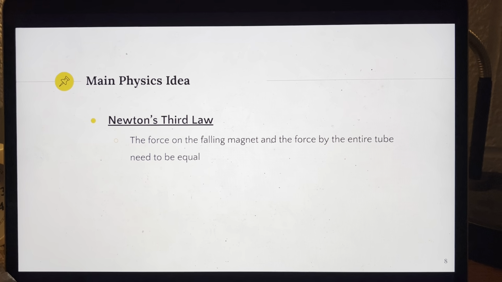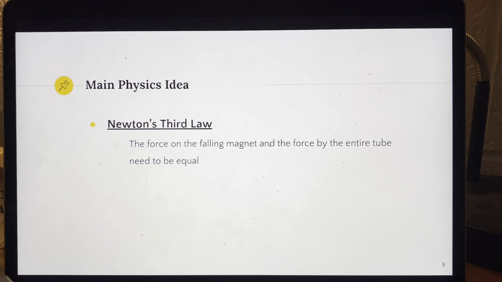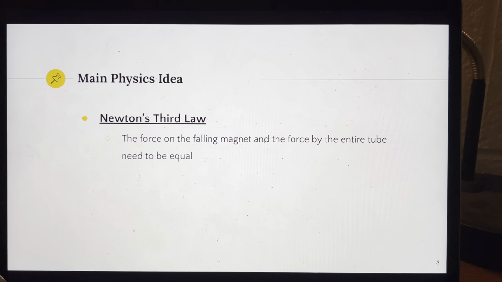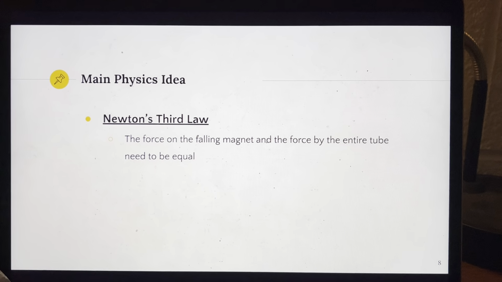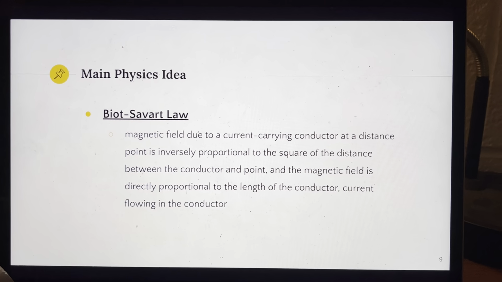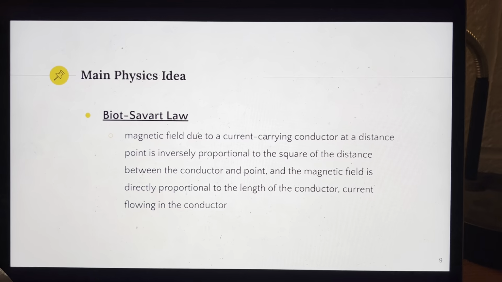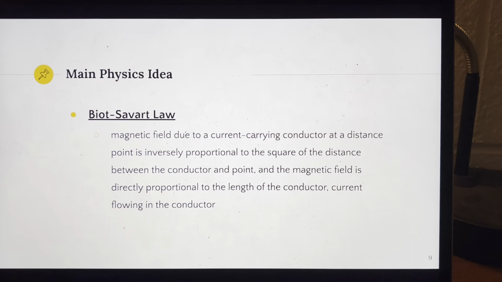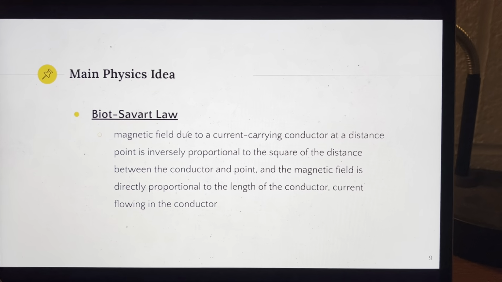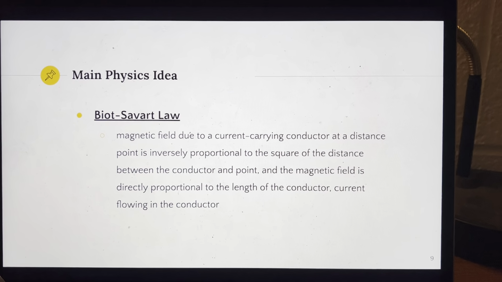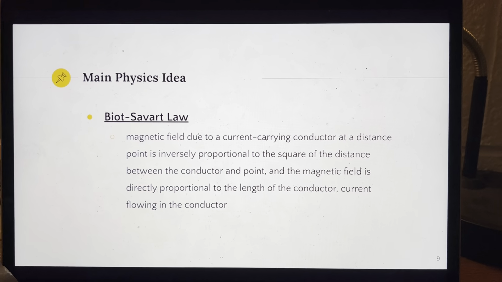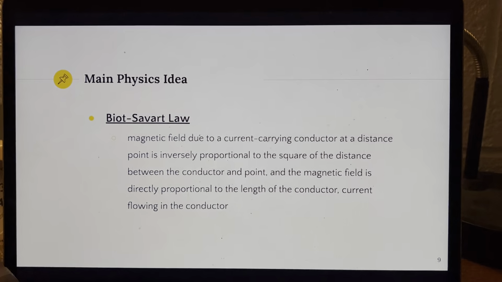The first main physics idea is Newton's third law, which says the force on the falling magnet and the force by the entire tube need to be equal. The second is the Biot-Savart law, which describes the magnetic field due to a current-carrying conductor at a distant point: it is inversely proportional to the square of the distance between the conductor and the point, and directly proportional to the length of the conductor and the current flowing in the conductor.